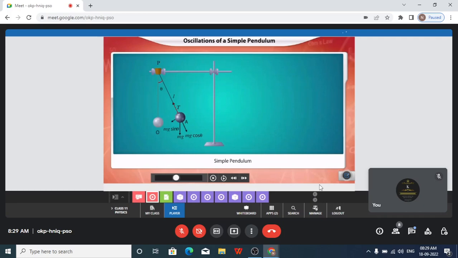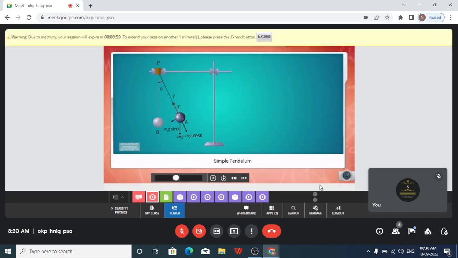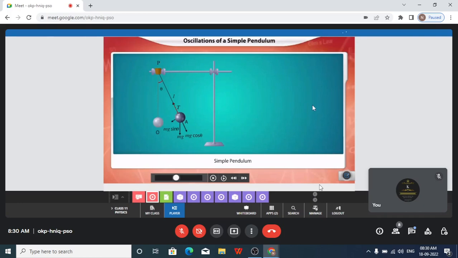So which component of mg is balancing the tension in the string when it is at the extreme? mg cos theta. Yes, perfect. mg cos theta is balancing. So when we write the equation, we can write T minus mg cos theta is equal to 0. So what is T? Tension is nothing but mg cos theta in this case. Yes, so that is all about resolving and then finding out one of the values.